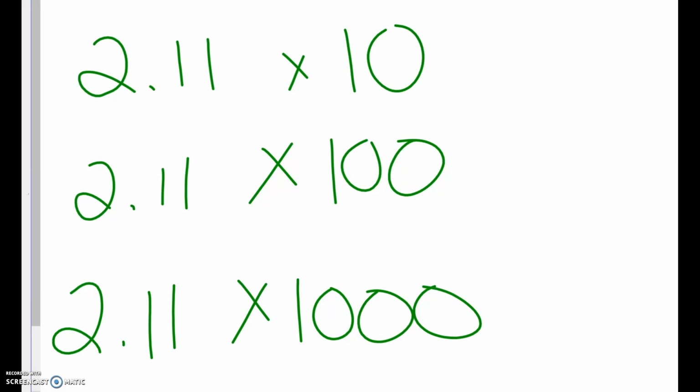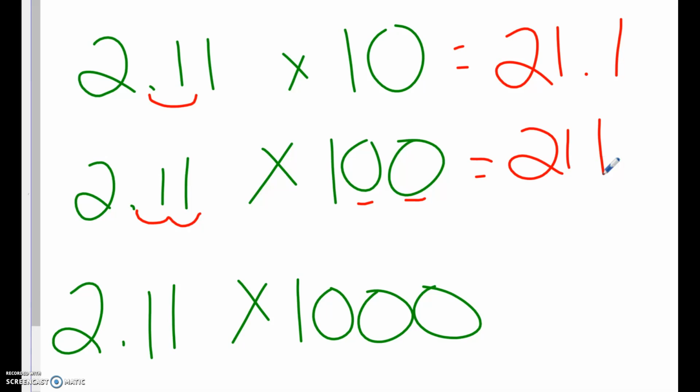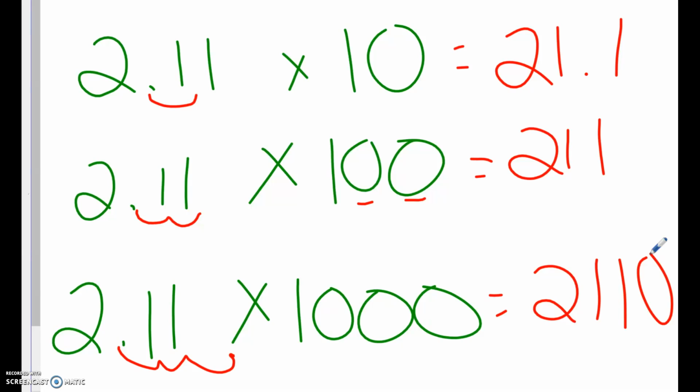What if we were to go the other way and we were to multiply? 2 and 11 hundredths times 10 would give me 21 and 1/10. It's almost like we moved that decimal point over one spot. Times 100, I have 2 zeros, so I would move it over 2 spots. That gives me 211. And times 1,000, I would go 1, 2, and then 1 more to give me 2,110. Do we remember that from 5th grade? You started that in 5th grade.